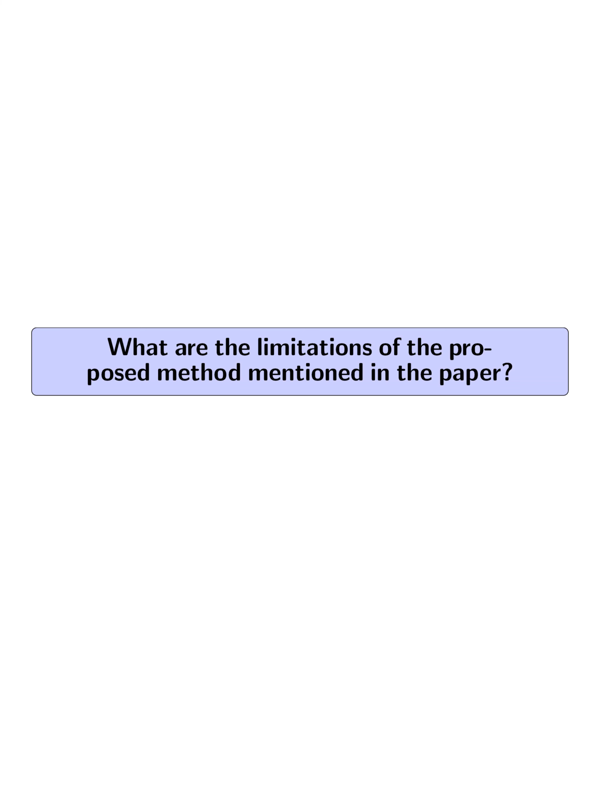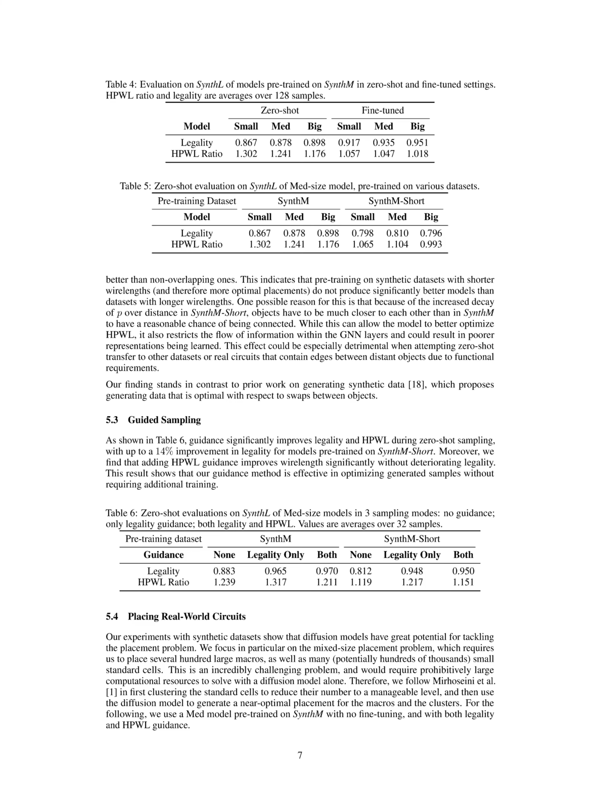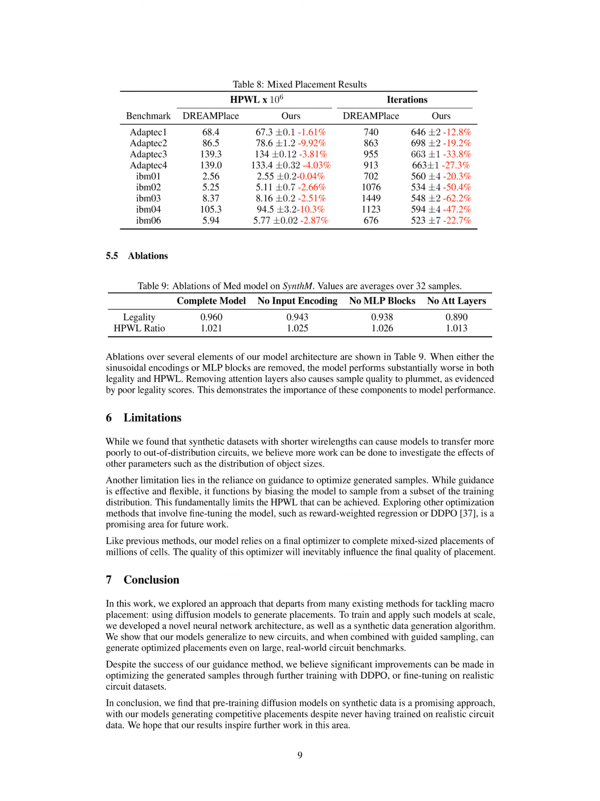What are the limitations of the proposed method mentioned in the paper? The limitations of the proposed method mentioned in the paper include the potential challenges associated with synthetic datasets with shorter wire lengths, which may lead to poorer transferability to out-of-distribution circuits. Another limitation is the reliance on guidance to optimize generated samples, which can restrict the achievable HPWL, since it biases the model towards a subset of the training distribution.